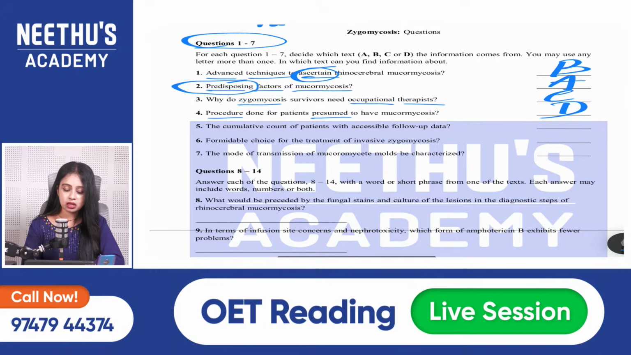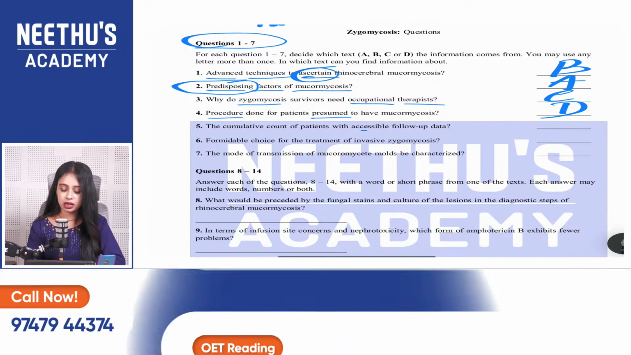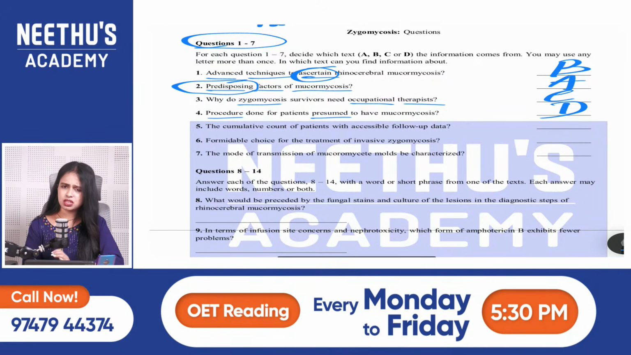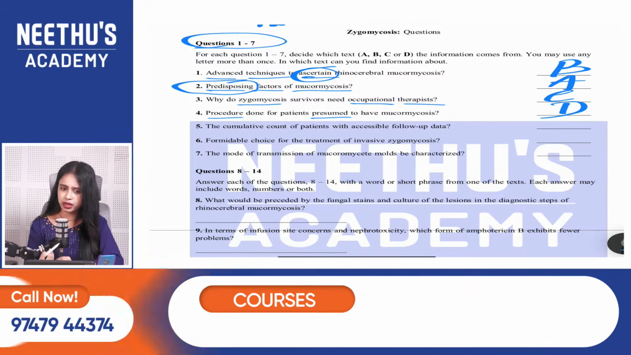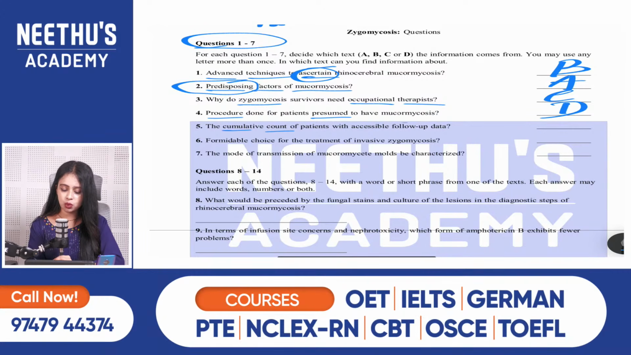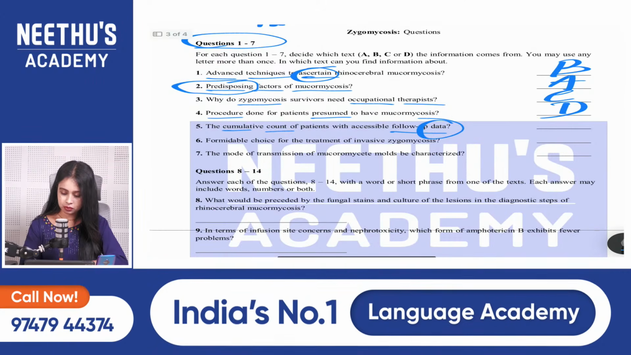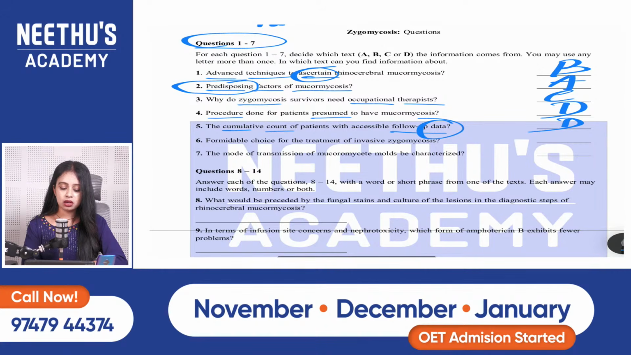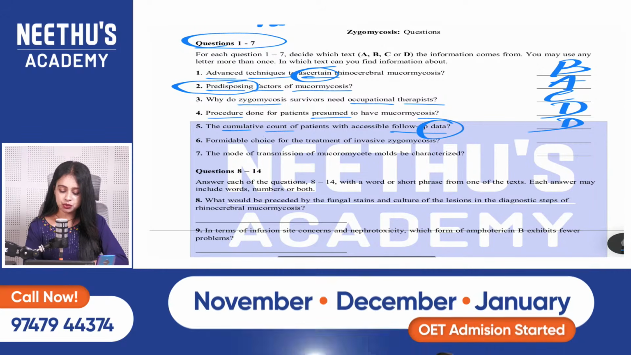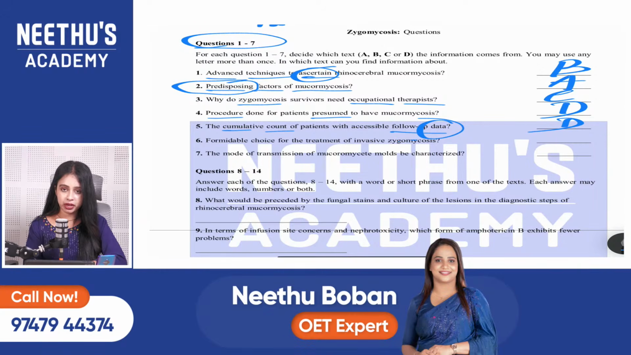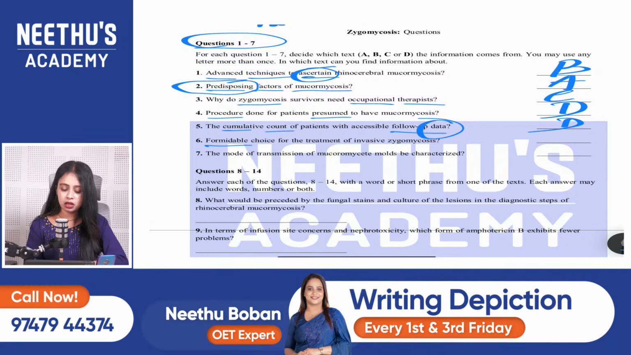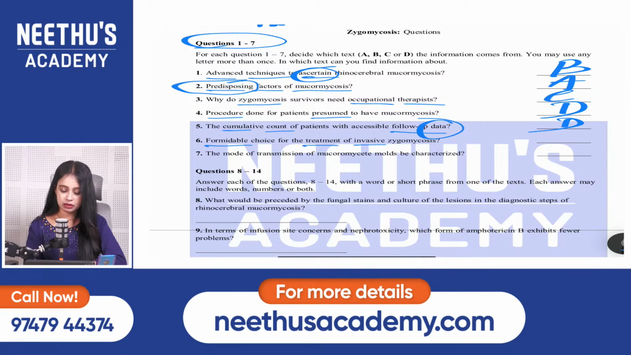Then the fifth one, the cumulative count of patients with accessible follow-up data. Very easy, because you don't even have to look for that, because cumulative count as well as follow-up data study is mentioned in text D. So the same answer is D. Okay. Sixth one, formidable choice for the treatment of invasive zygomycosis. So my keywords: formidable, treatment, as well as invasive. Yeah, invasive, which means a surgery or something.